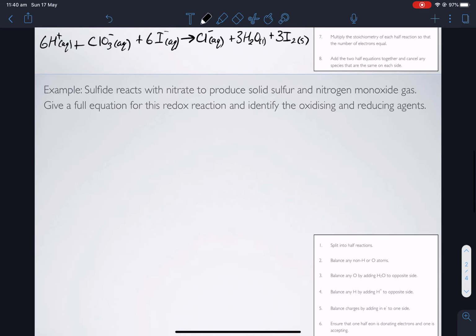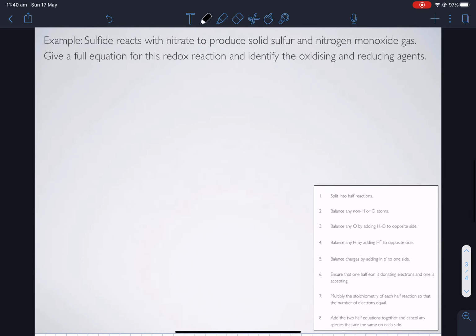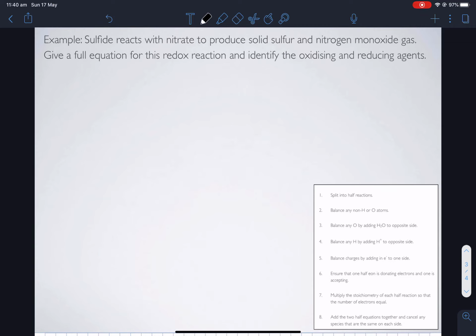Okay, one more example. Sulfide reacts with nitrate to produce solid sulfur and nitrogen monoxide gas. Give a full equation for this redox reaction and identify the oxidizing and reducing agents. Same process, same question, different chemistry. Let's pull out our half equation. We've got sulfide going to solid sulfur.